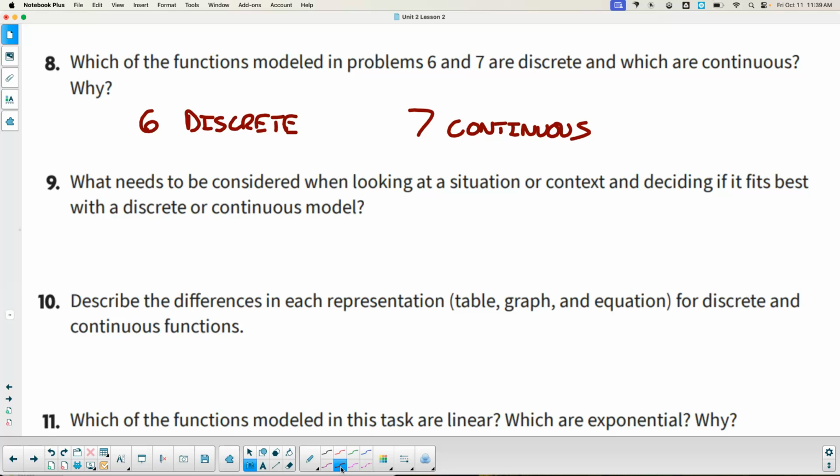What needs to be considered when looking at a situation in context, deciding if it's best fit with a discrete or continuous model? I mean, I'm going to flat out say that logic is going to determine a lot of that. Okay? Can you have something that works over time? On Friday, we talked in my classes about can you produce half of a bottle, or can you produce a whole bottle, or can you produce part of a bottle? If you can have parts of something, then it's a continuous type one. Okay?